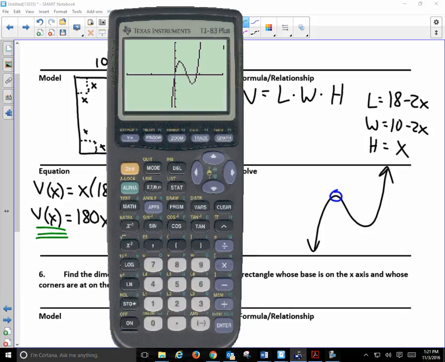We see a nice maximum. How do we calculate it? With the 4?